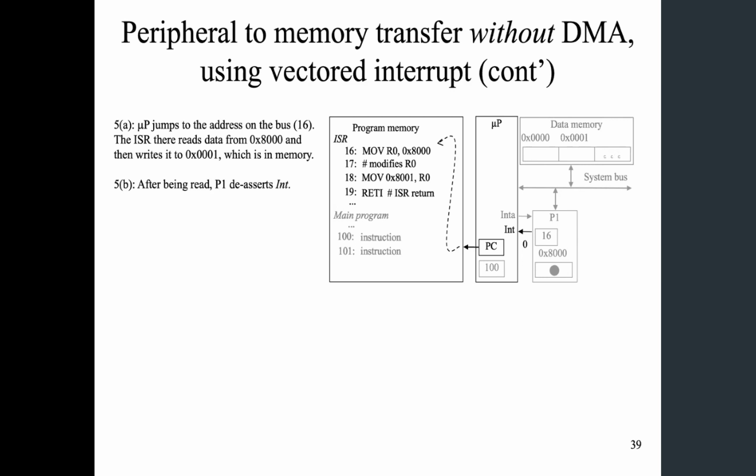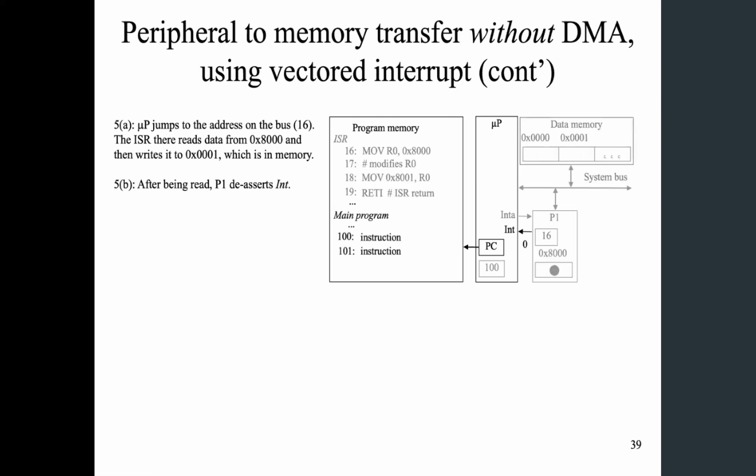When the ISR is being executed, the P1 will deassert the interrupt, and then the data transfer will happen. The microprocessor will copy data from the peripheral to an internal register and make another copy. Now in this case, we're copying again, but we will move the pointer to the next location. As we already read the first byte, this is going to be the second byte or word, and so on.